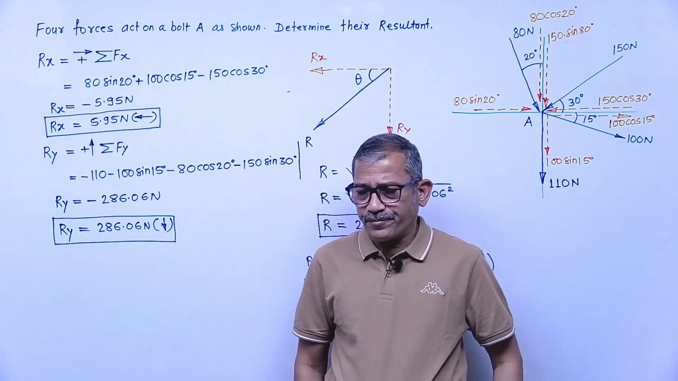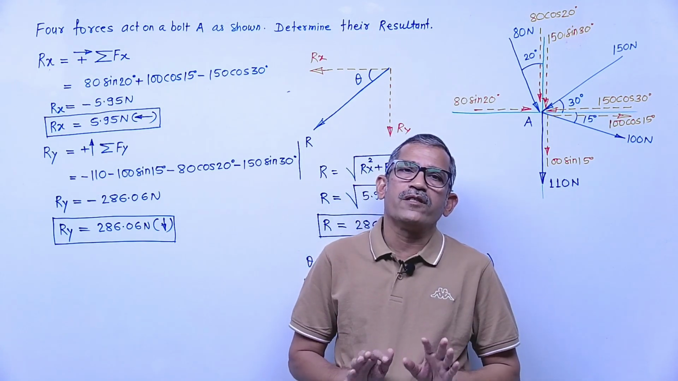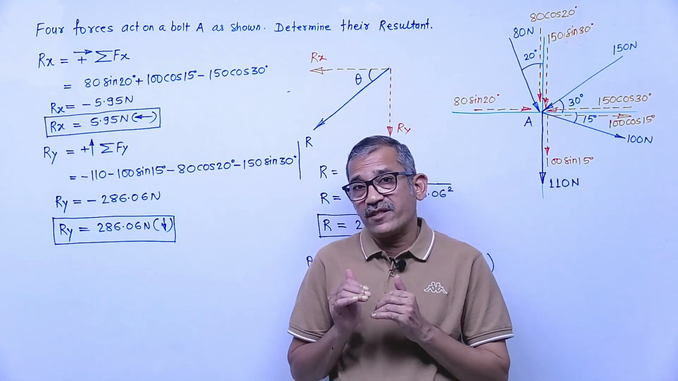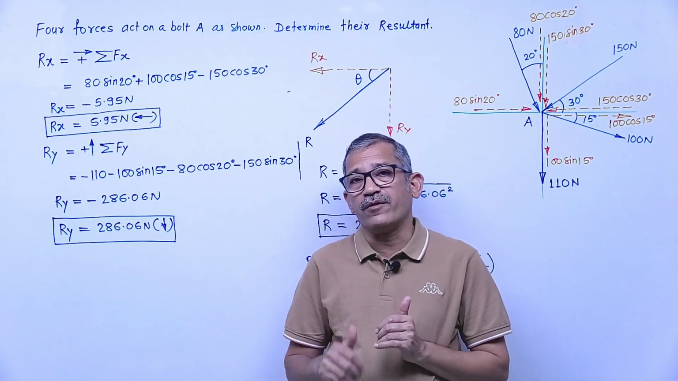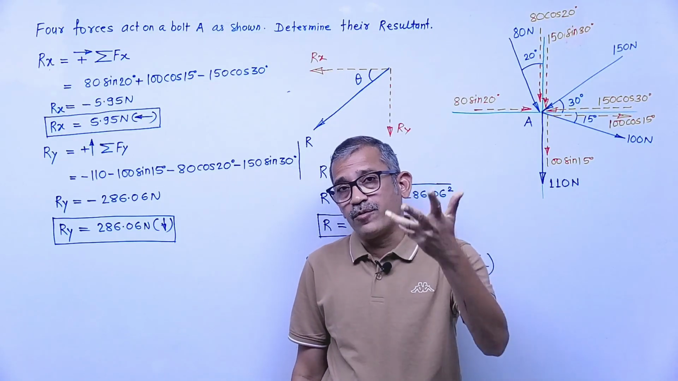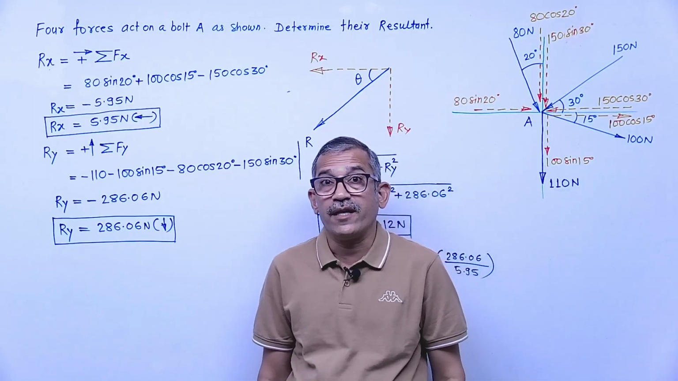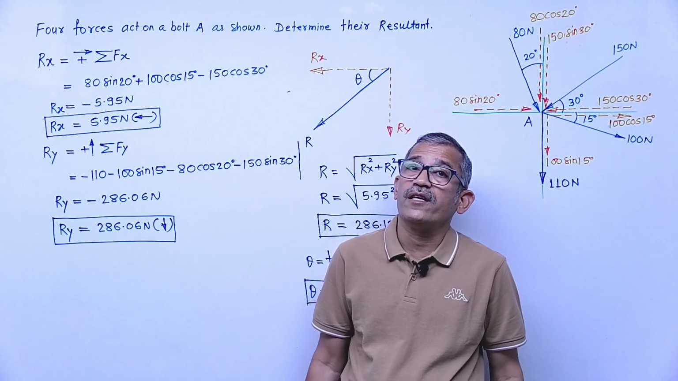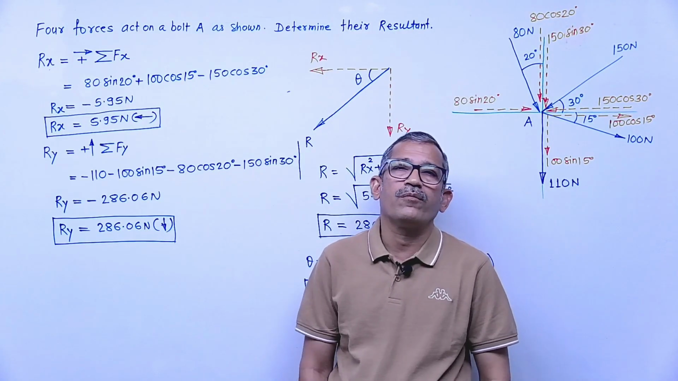A concurrent force system is comparatively easy. Simply you must know the resolution of forces. The same thing becomes basic when you go for the general force system, basically parallel and general. So resolution is very important, because it is required again in moment of force, and moment of force is very important.